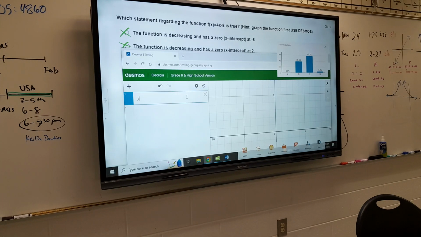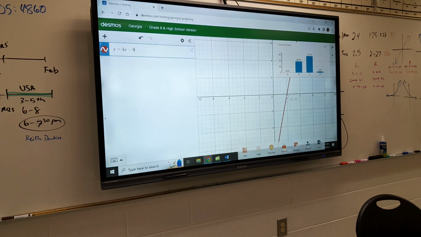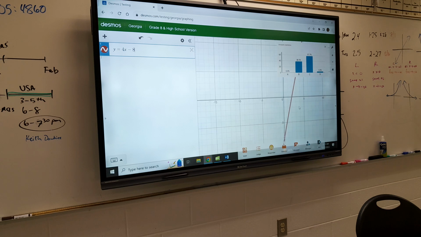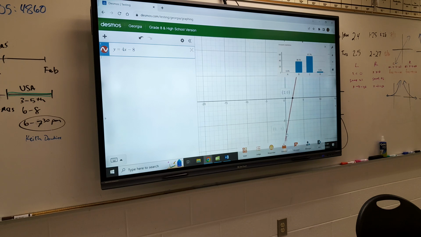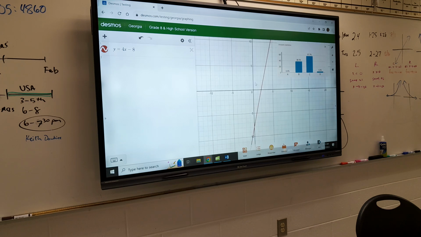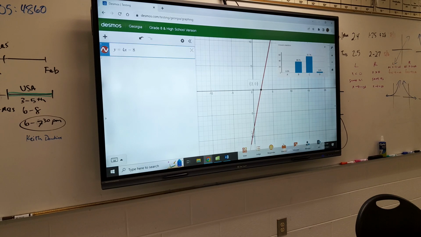It was y equals 4x minus 8. And they're talking about the x-intercept. Well, look at that. So look, there's two options: that intercept, or that intercept. And both answers involve those two, both options. It's your job to know which one is the x-intercept. Is it 2 or is it -8? This is the x-axis, so it should be 2.